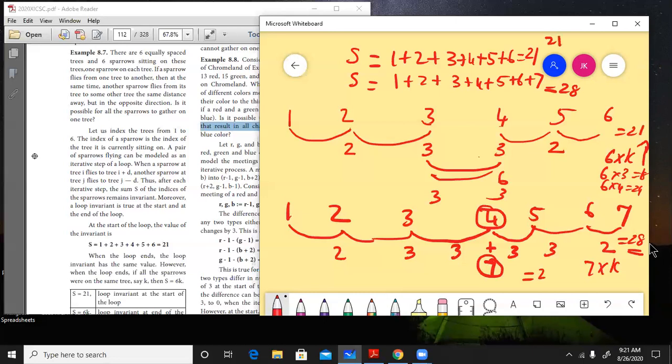21 is not a multiple of 6. 28 is a multiple of 7, since 7 into 4 is equal to 28. So this is possible, whereas the other is not possible. 6 sparrows cannot sit on one tree. 7 sparrows can sit on one tree because my sum is a multiple of 7. Here 6 sparrows cannot sit on one tree because my sum 21 is not a multiple of 6.